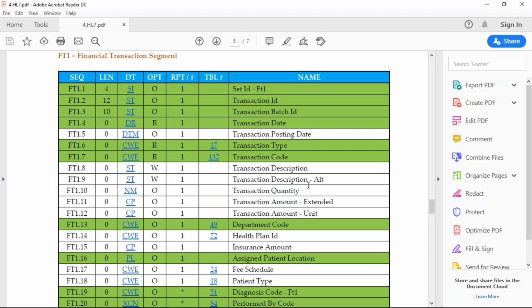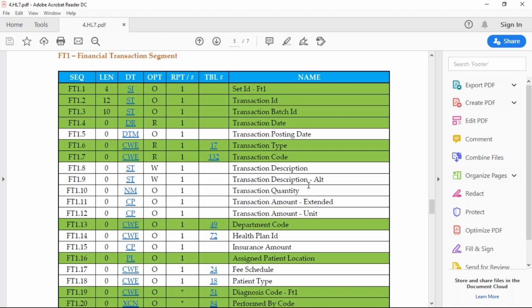So let us look at the fields that are important for the FT1 segment. The FT1 segment is nothing but the financial transaction segment. So this clearly indicates the entire financial related information that has to be sent over from the EHR to the PM system. FT1-1 is a set ID. So again, if we have multiple FT1 segments, this set ID plays the role of the sequence number. So if you have more than one, then this will play a major role.